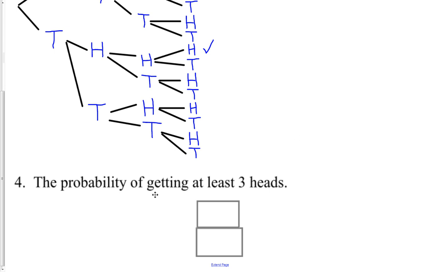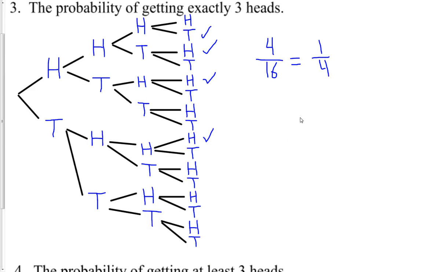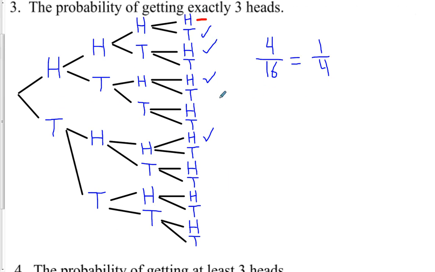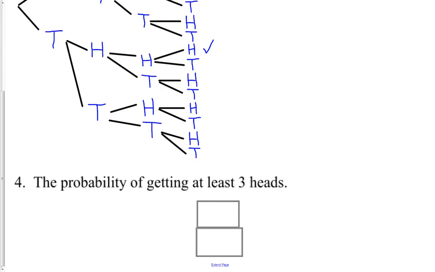The probability of getting at least 3 heads. Now this means 3 or more. So we're going to look at the 4 out of 16, and we're only adding 1 more. The one we're adding is this one right here, because that is 1, 2, 3, 4 heads, which is more than 3, but the last question said exactly, so we didn't count it last time. So now I have 1, 2, 3, 4, 5 total options out of 16, and so our probability is 5 over 16.